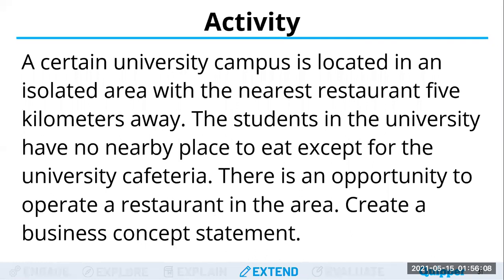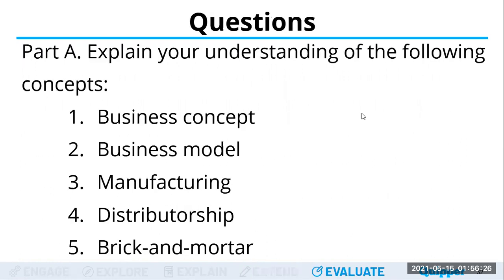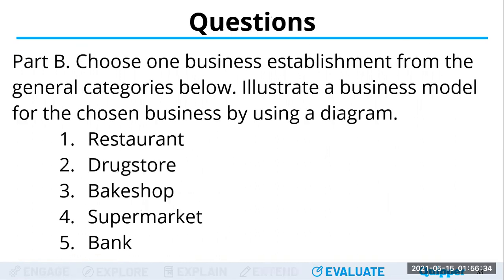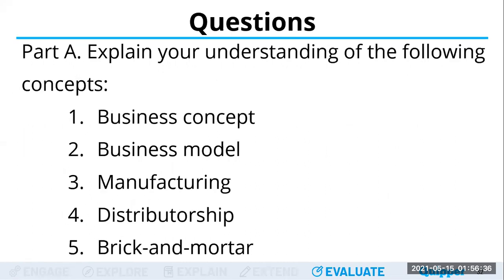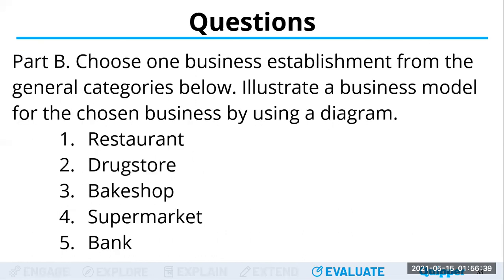So we have the following activities in this chapter or in this lesson, so we can check the quipper if you want to expand pa yung mga ideas nyo in this lesson. So we have the following activities. And so yun, we can explain business concept, business model, manufacturing, distributorship, brick and mortar. Yan. With our own words, no?